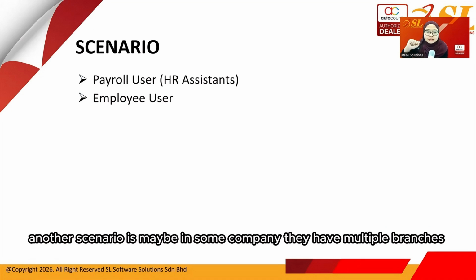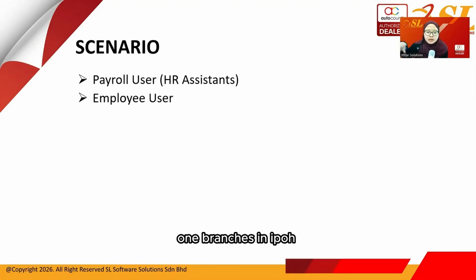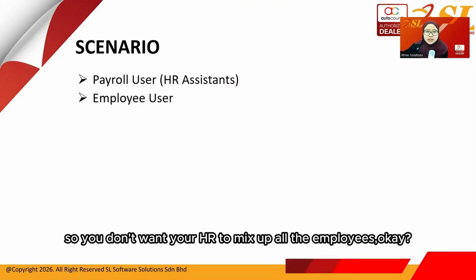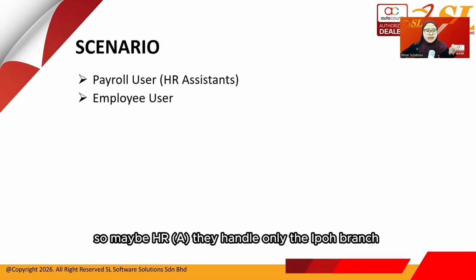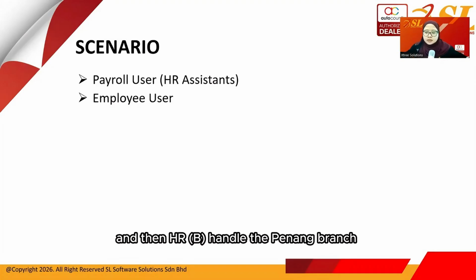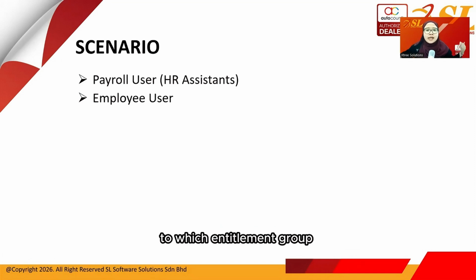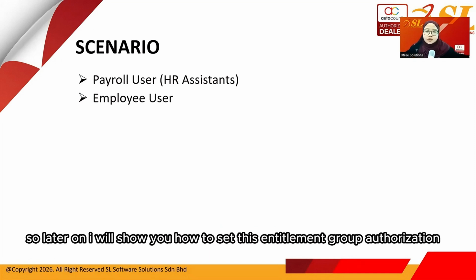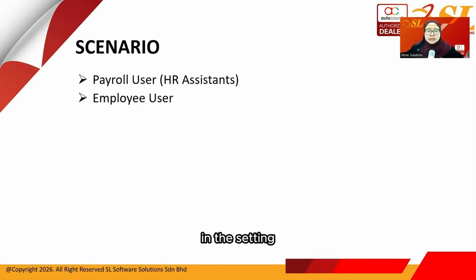Another scenario is that some companies have multiple branches, one branch in Ipoh and another branch in Penang. So you don't want your HR to mix up all the employees. Maybe HR A handles only the Ipoh branch, and HR B handles the Penang branch. So you can also control which HR can only access which entitlement group. Later on, I will show you how to set these entitlement group authorizations in the settings.